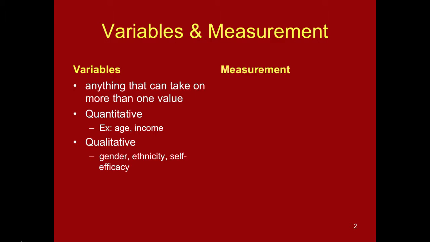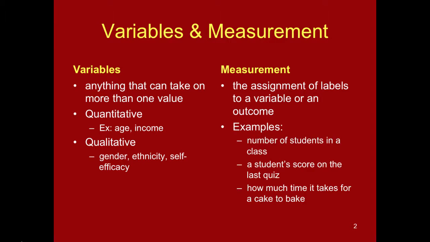Measurement, on the other hand, is the assignment of labels to a variable or an outcome. In other words, once we measure a variable, we can assign a label to it. For example, the number of students in a class, a student's score on the last quiz, or how much time it takes to bake a cake. The purpose of tests is to measure variables and make inferences about what this measurement means.